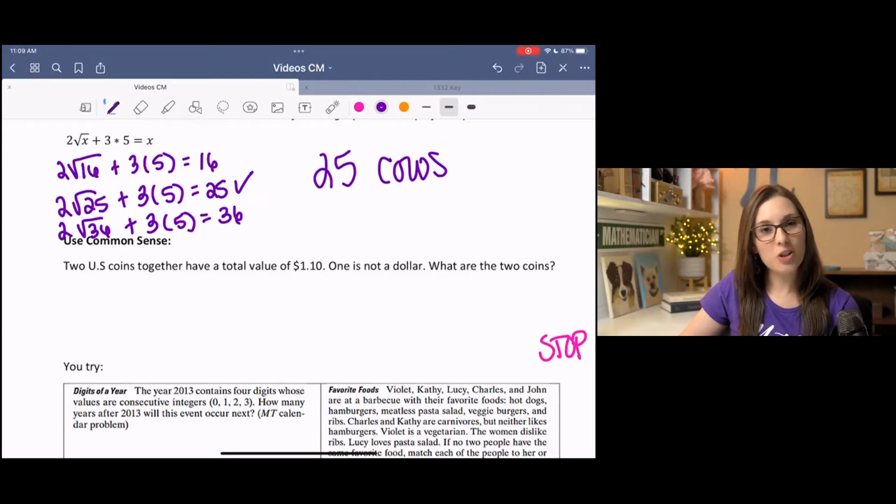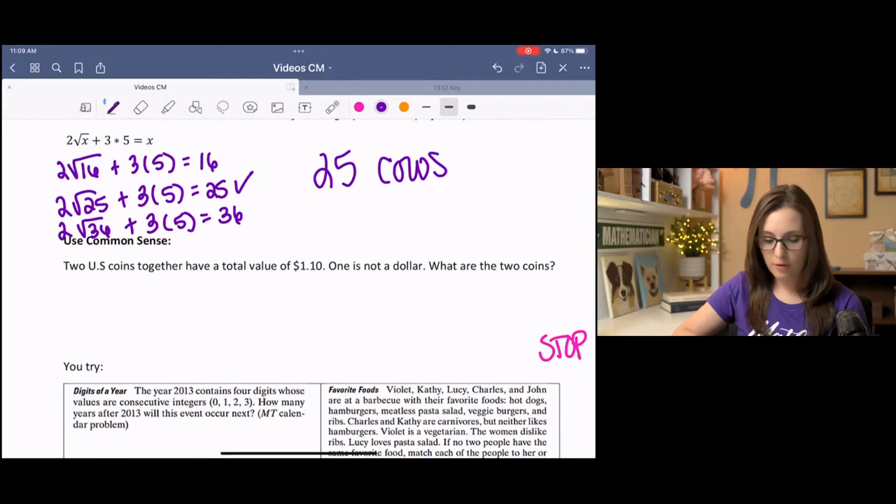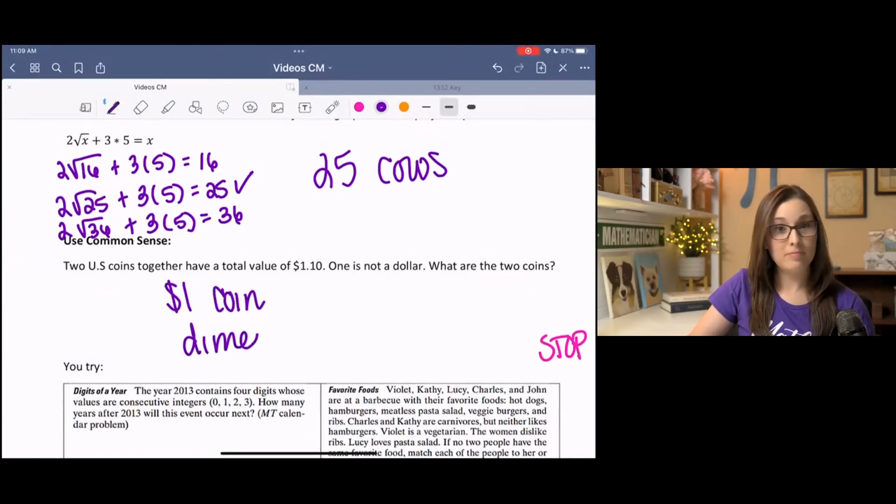So this one's kind of tricky because you have to pay very close attention to the wording. It says 1 coin is not $1. It doesn't say that both of the coins are not dollars. It just says one of the coins. So we could have a $1 coin and a dime. Still qualifies. One of the coins is not $1, but it still is $1.10.